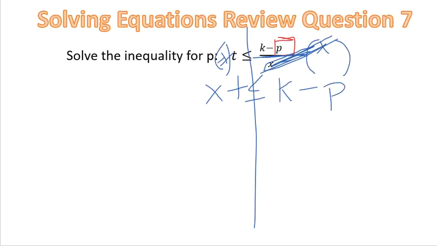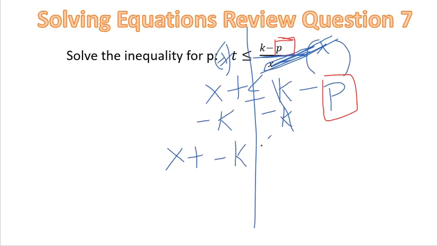P is not by itself yet. And how can we move it? Well, we need to get k out of there. So if we have a positive k, the opposite of positive k is subtracting it. If we subtract on one side, we've got to subtract on the other. k minus k is 0. Cross it out, leaving us with xt minus k is less than or equal to negative p.